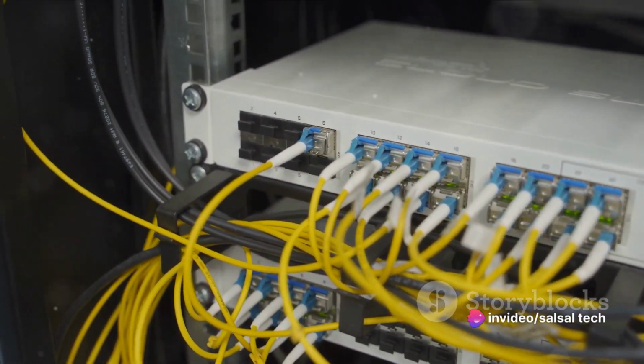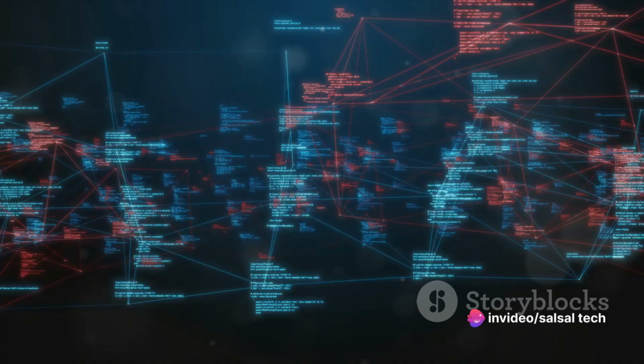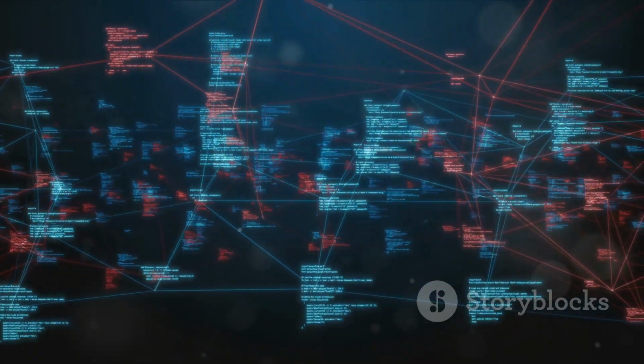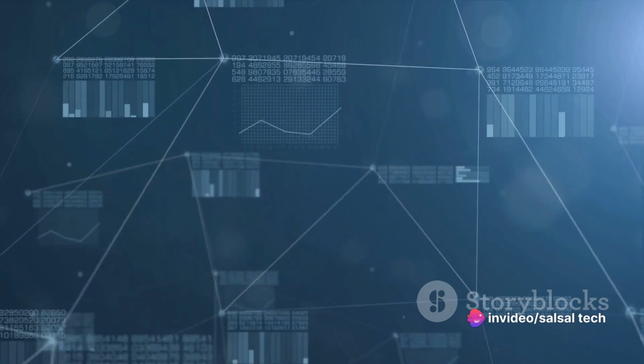But MPLS is not just about speed, it's also about quality. It gives network operators the power to differentiate between types of traffic. For instance, they can prioritize voice and video traffic, which are sensitive to delay, over less time-critical traffic, like emails. This ensures a better user experience.